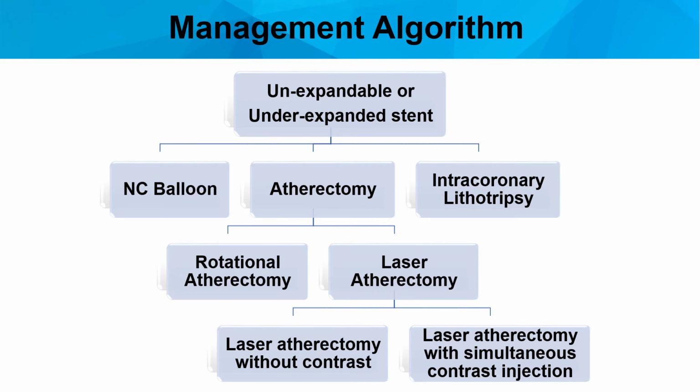The other option for atherectomy is laser atherectomy. And unlike rotational atherectomy, the laser catheter does not need to cross the lesion, neither does it need to come in direct contact with the lesion to cause plaque modification. Laser atherectomy can be performed either without contrast or with simultaneous contrast injection. When performing simultaneous contrast injection, the thermomechanical effect of the laser atherectomy is magnified and is able to modify that calcified plaque underneath that stent strut, even without coming in direct contact with the plaque.